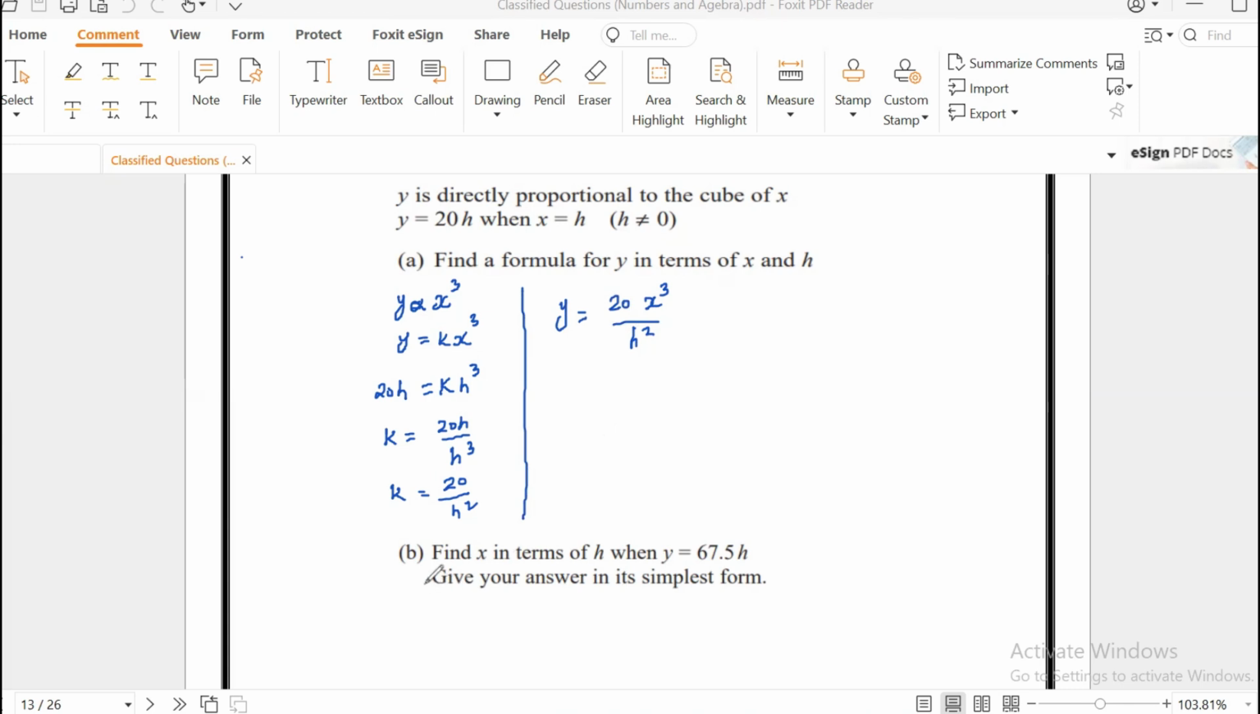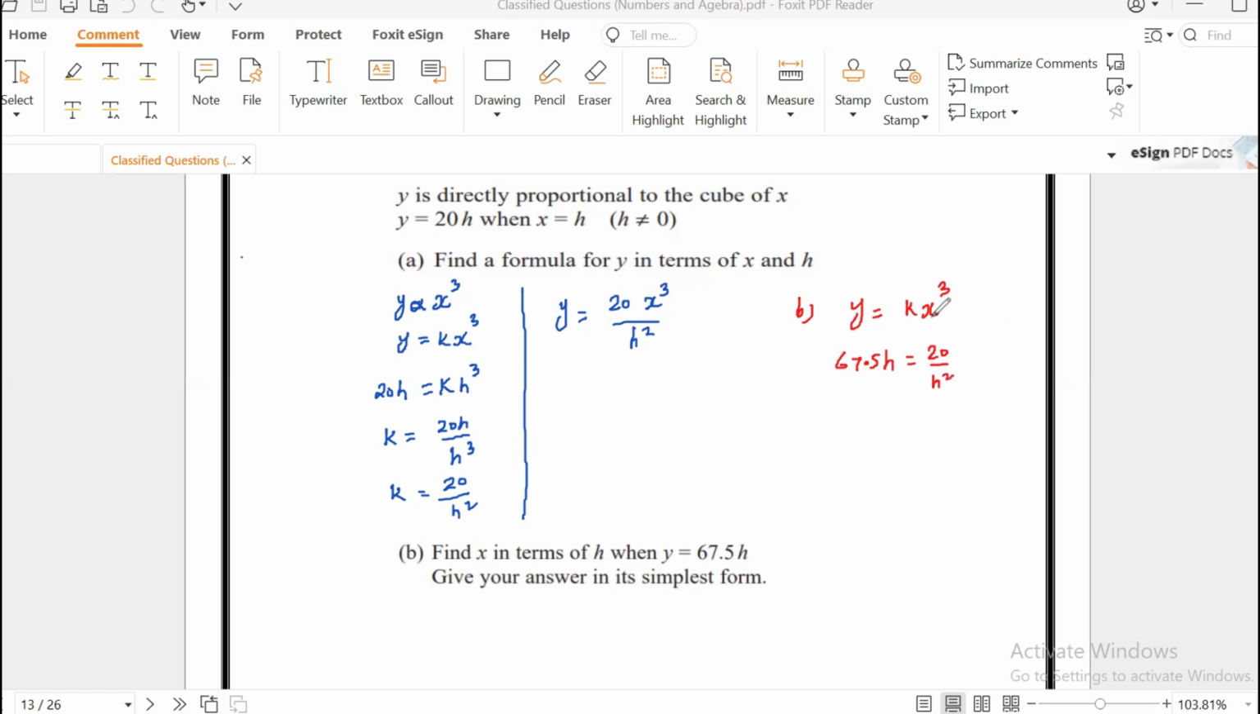After that, in the b part, he wants us to find x in terms of h. So for that, I will do the work. We can take the same equation, y is equal to kx cube. This is the b part answer. In this case, the y value is given, which is 67.5h, and the k value we already know is 20 over h square.